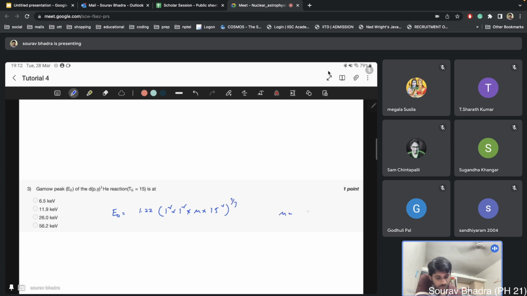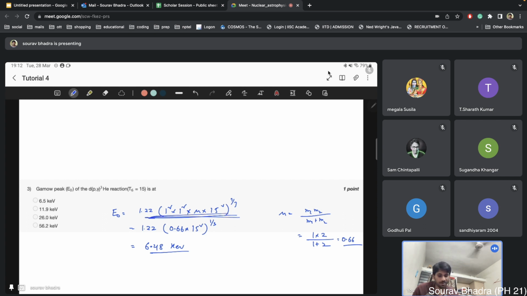So for this mu it will be m1 m2 by m1 plus m2. For proton it is 1, for deuterium it is 2, and like this. So this is 0.66, 2 by 3. So 1.22 times 0.66 times 15 squared to the power 1 by third will give you 6.48 keV. So you can see the maths is very easy, but you have to remember this thing again. Many times I am telling this, you have to remember. So 6.48, or roughly 6.5 keV. Okay. So today's mathematics is very easy.